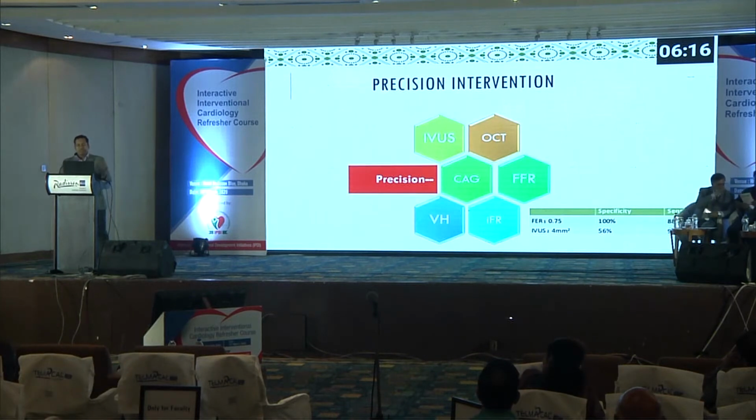So, from this, the term comes: precision intervention. That is related to the perfection of intervention. It is covered by IVUS, OCT, and the main thing is the CAG. Around this, the rest of the things are persisting. There is FFR, virtual histology like this.